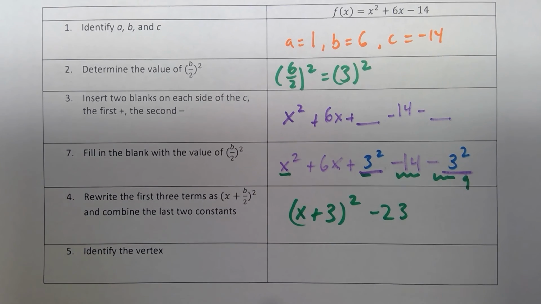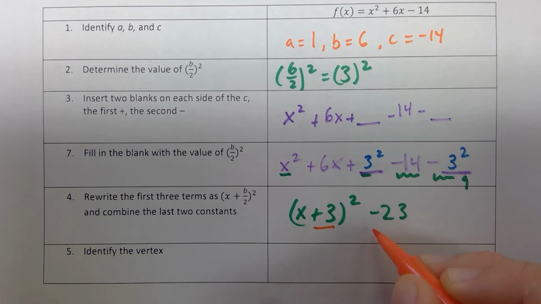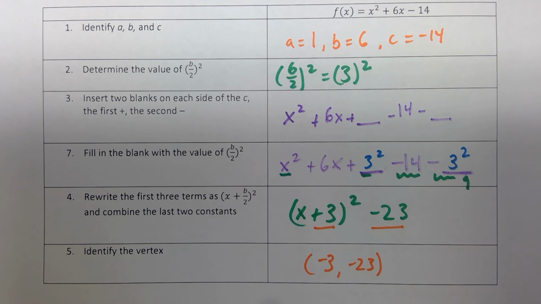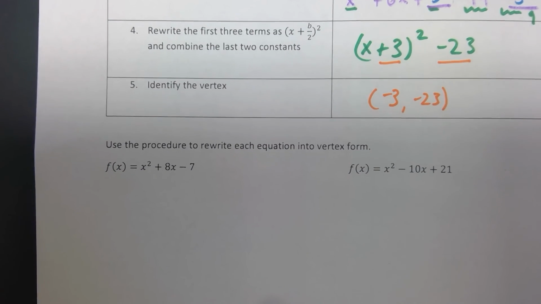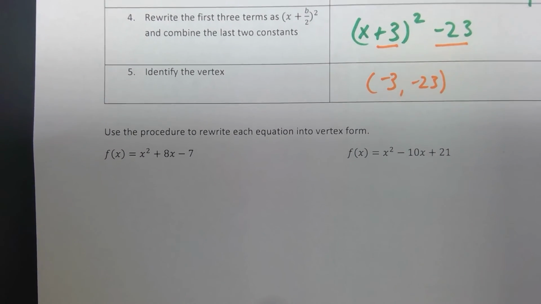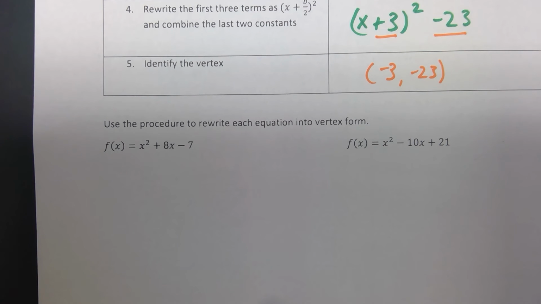Let's identify our vertex here. We're just going to point out that h and our k, opposite of what it should do, so -3, and then it does what it should do, -23. So what I'm going to have you do is try this first one, f of x equals x squared plus 8x minus 7, on your own, and then we'll check to see what vertex form you get there.